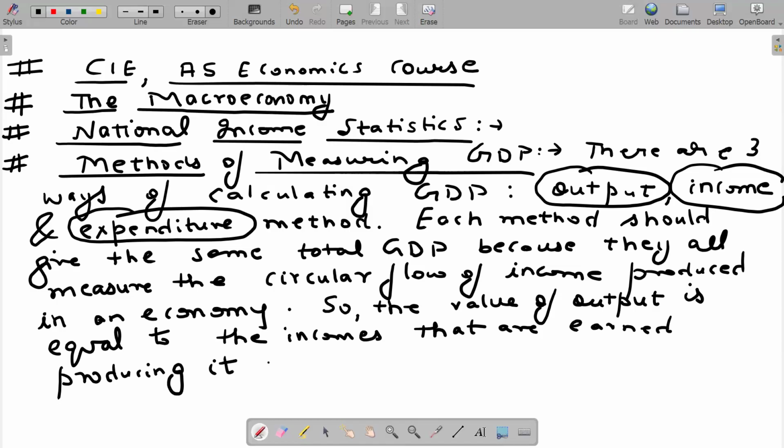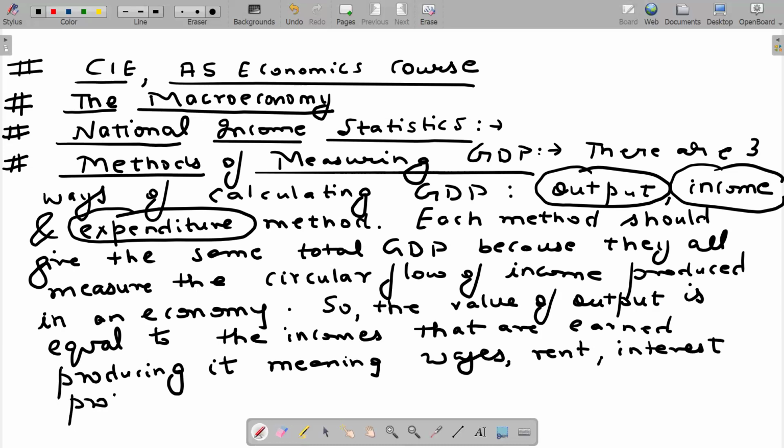Okay, and these incomes include what? I can write, meaning wages, rent, interest, and profits. So the value of the output is nothing but the sum of all these incomes.